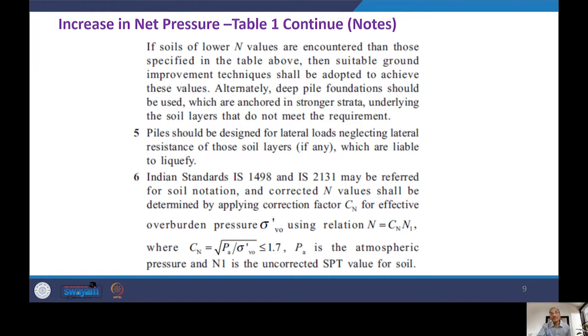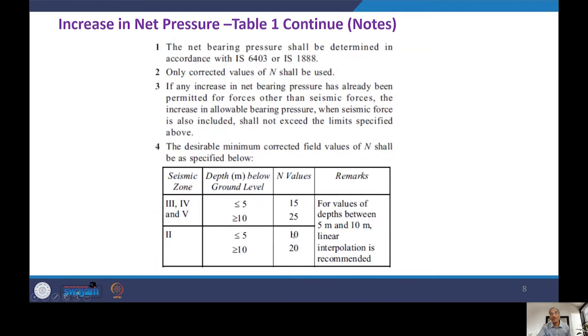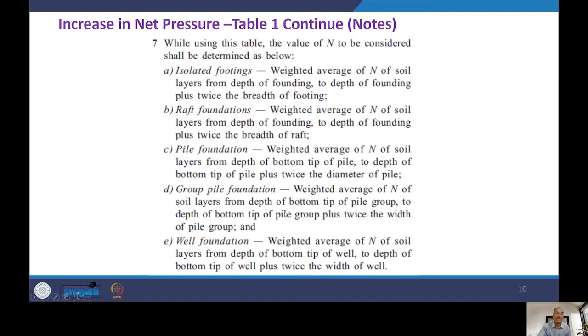And continuing with that, when you want to use this table, which is table under note 4, then for using this table, the value of N to be considered shall be determined as below. For isolated footing, you need to find the average value of N below the base of the footing, starting from the base of the footing up to two times the width of the footing. Then in the second case, for raft foundation also within the sand, it is starting from the base of the footing up to two times the width.